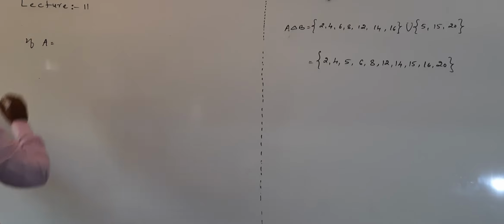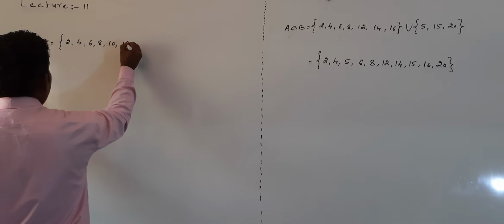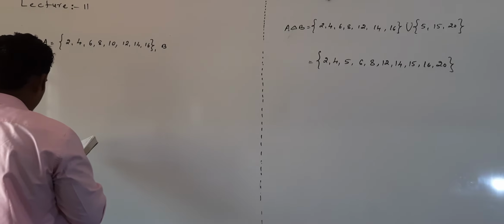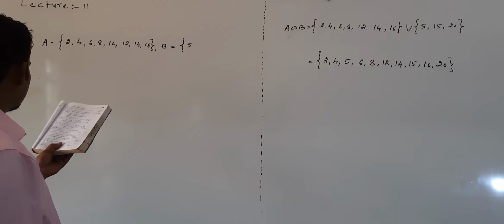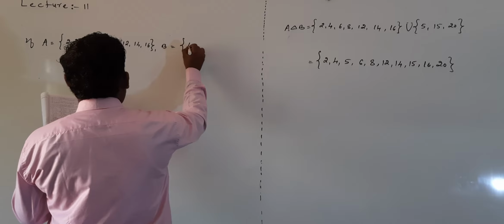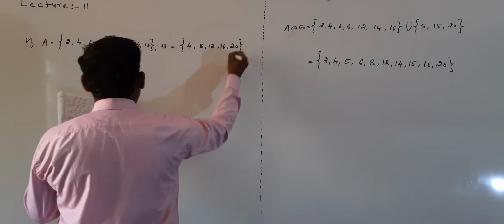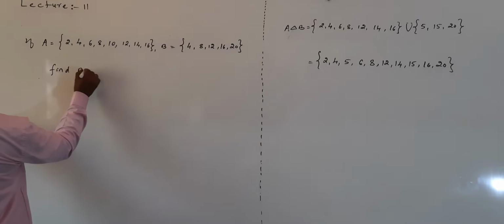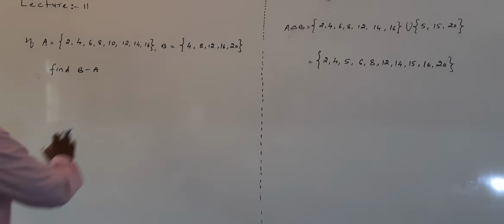If A is equal to 2, 4, 6, 8, 10, 12, 14, 16, and B equal to 4, 8, 12, 16, 20, find A minus B and B minus A.